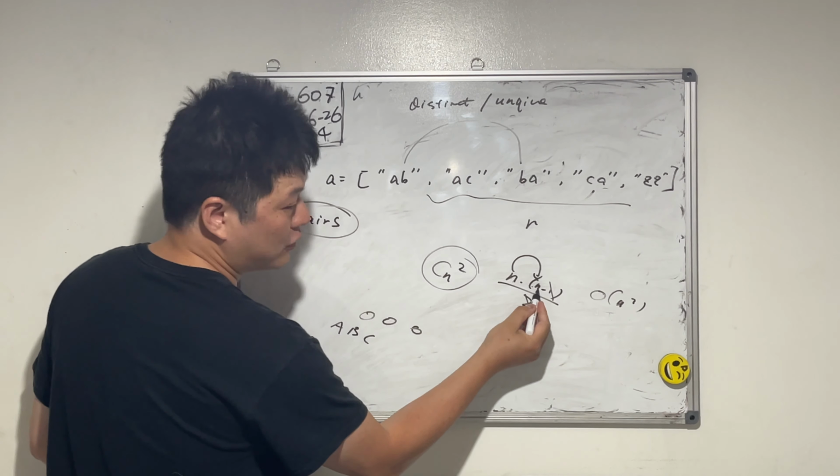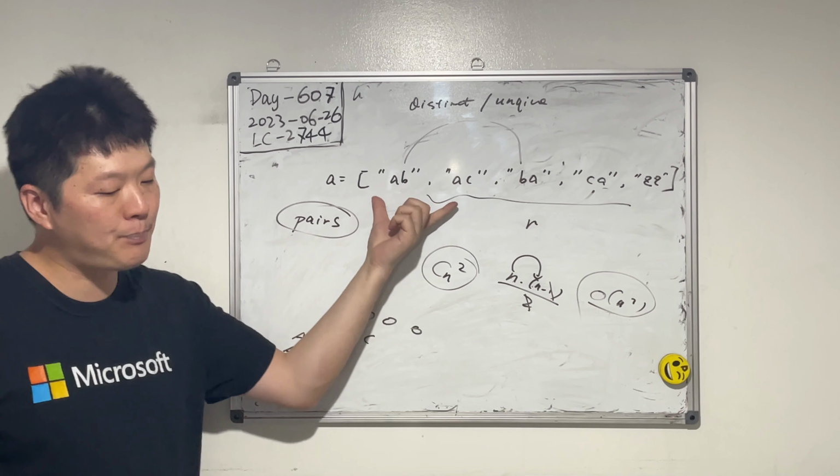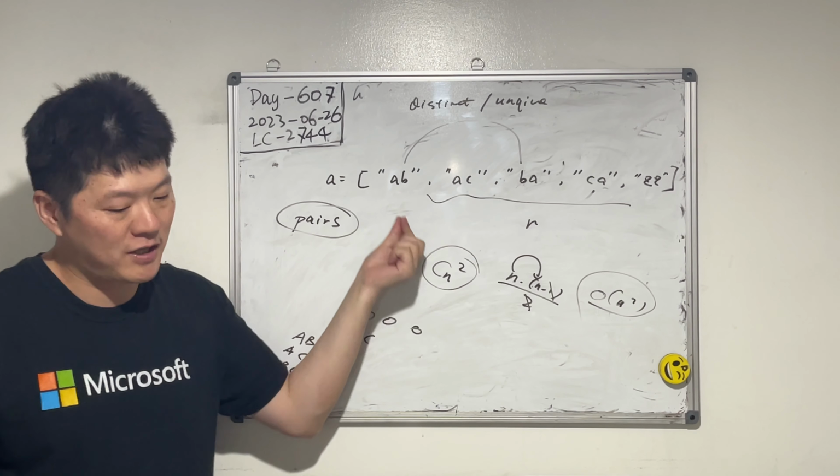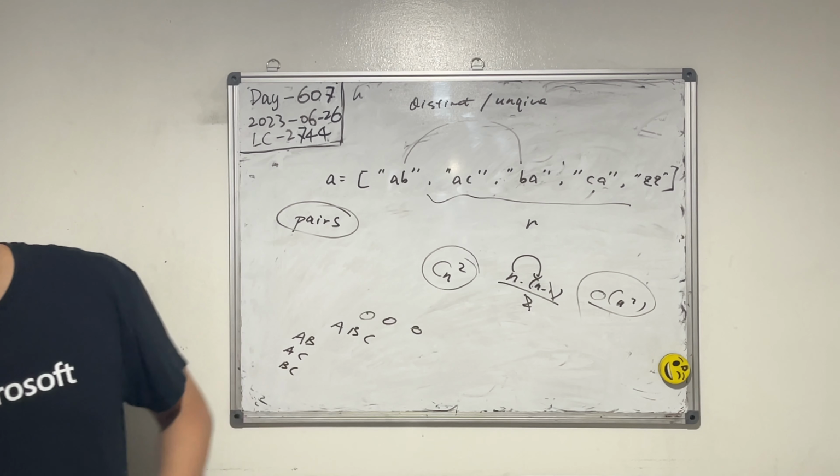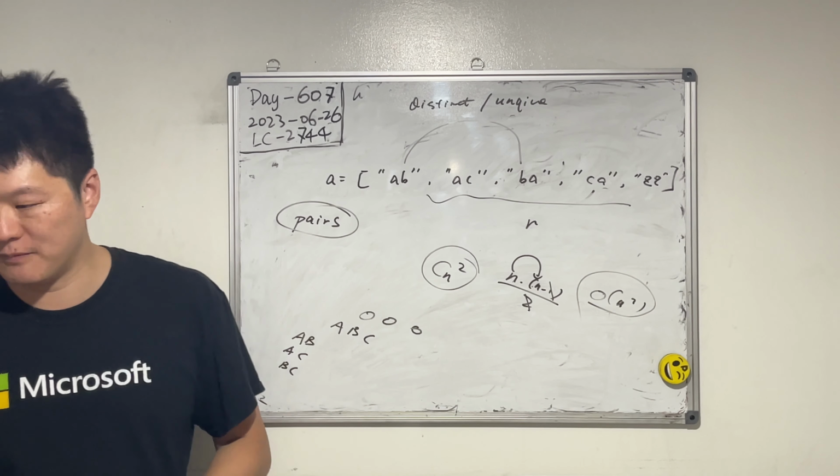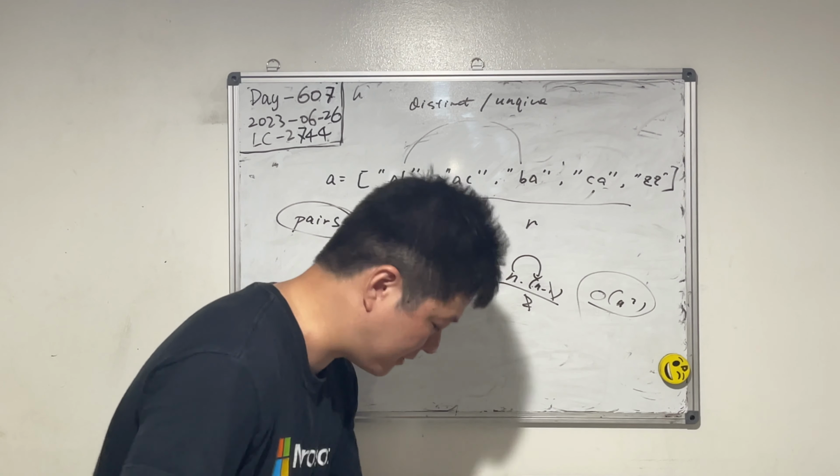So if we perform a brute force to find all the pairs, and then we check if, in the pair, one of the strings is the reverse of the other, then if it is, we increment the counter. Okay, so this is brute force.